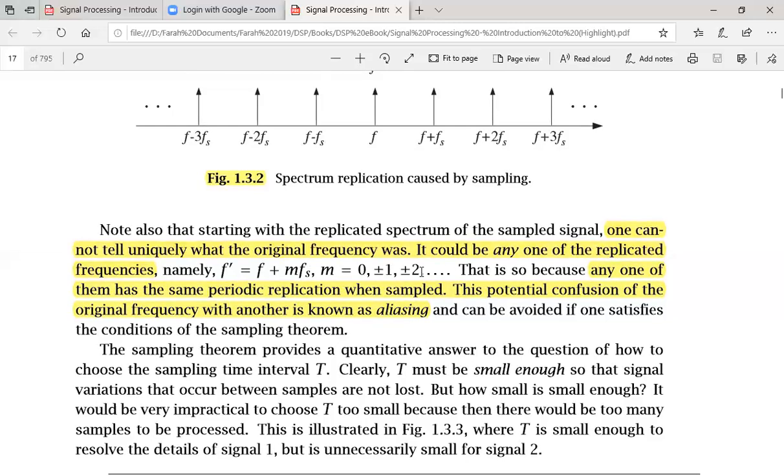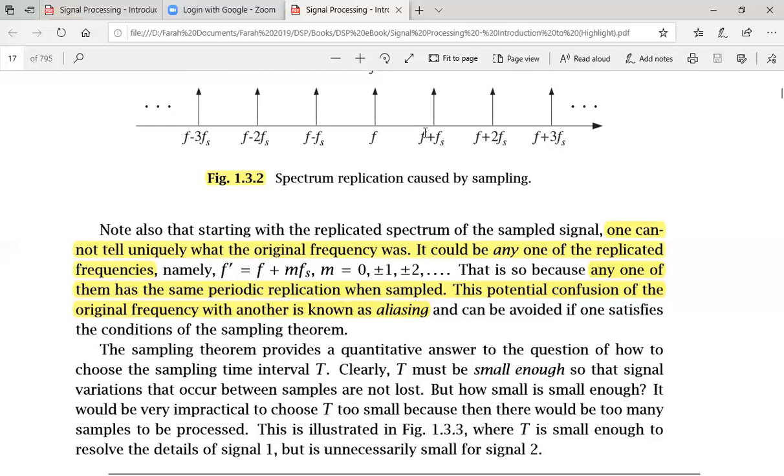Here you will get a complete set of frequencies. An important observation is that if any of these frequencies is sampled at a rate of fs, the sampled signal would be indistinguishable. What I'm saying is, any one of them has the same periodic replication when sampled.